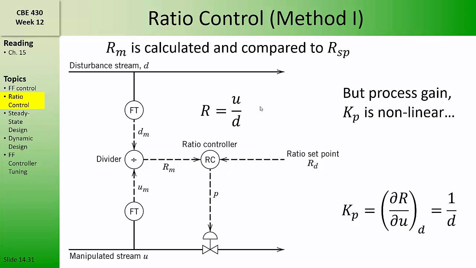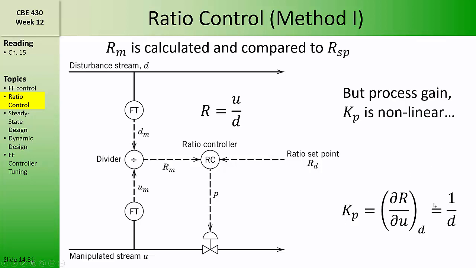Method 1 has a couple of disadvantages. One disadvantage is that a divider element must be included in the control loop. Another disadvantage is that the process gain is nonlinear. Remember, the process gain tells how the controlled variable, which in this case is the ratio, is affected by the manipulated variable, which in this case is the flow rate U.